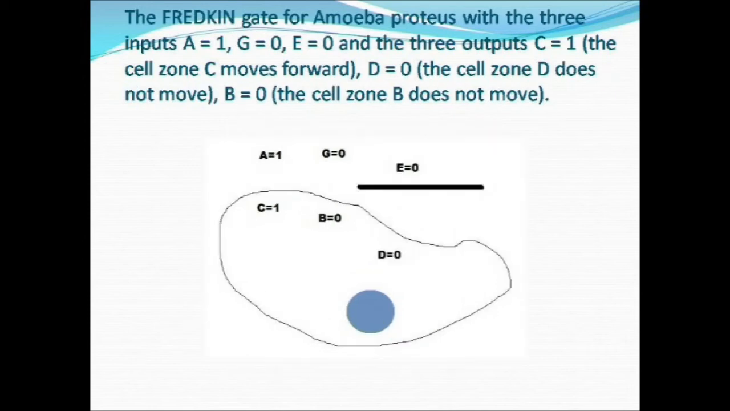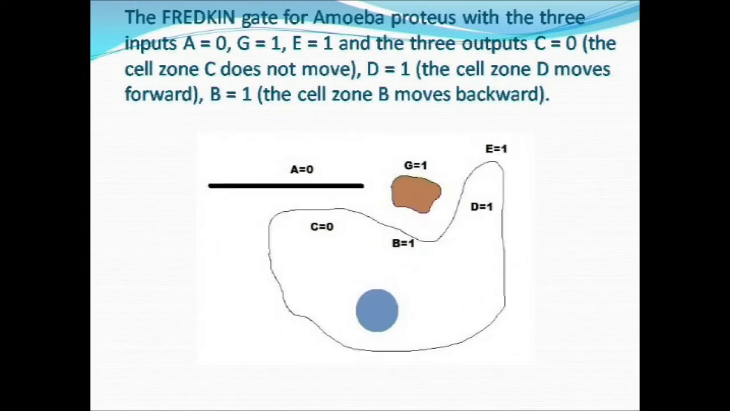Next, the Fredkin Gate for Amoeba proteus with the three inputs A equals 1, G equals 0, E equals 0, and the three outputs C equals 1, the cell zone C moves forward, D equals 0, the cell zone D doesn't move, B equals 0, the cell zone B doesn't move.